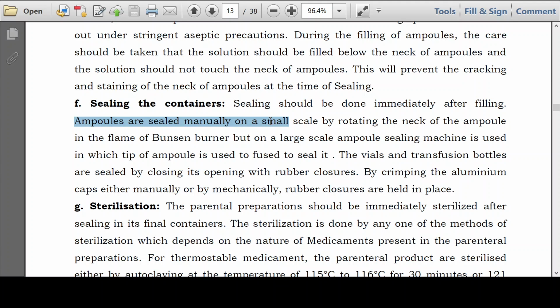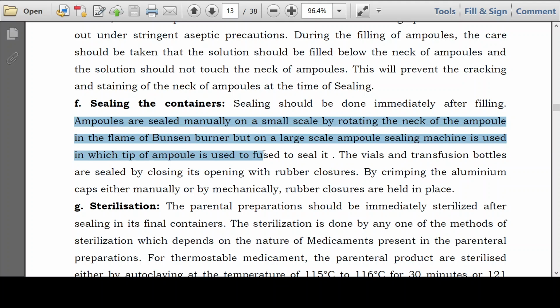Ampoules are sealed manually on a small scale by rotating the neck of the ampoule in the flame of a Bunsen burner, but on large scale an ampoule sealing machine is used in which the tip of the ampoule is fused to seal it. So ampoules are basically made up of glass, and this glass is sealed on the flame. When we carry out the practical, at that time you will understand the exact procedure of how ampoules are sealed on the flame. But on a small scale, these ampoules are sealed manually on a flame.